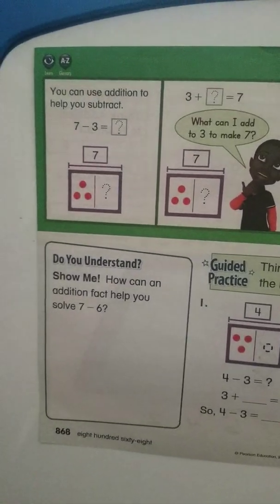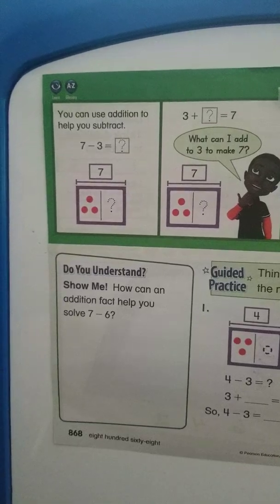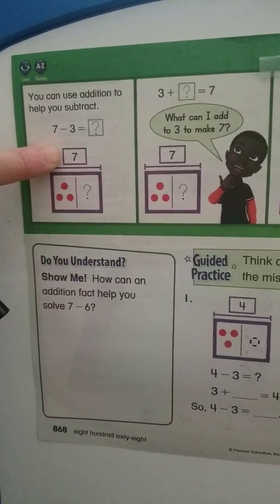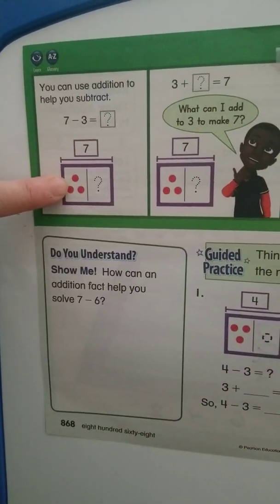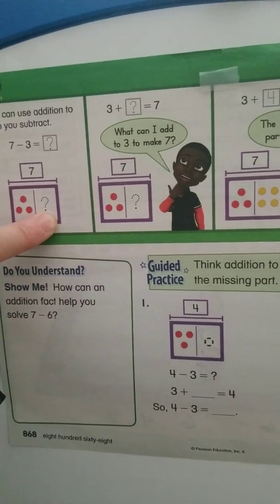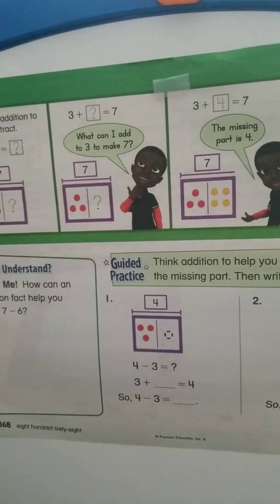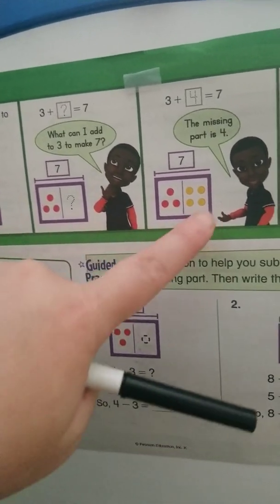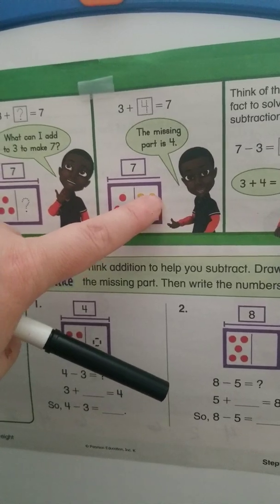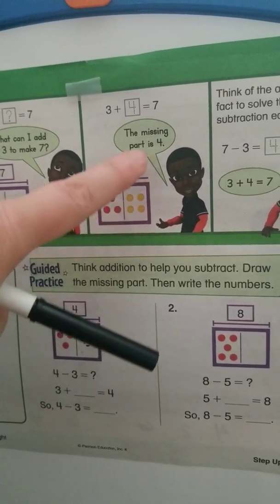You can use addition to help you subtract. 7 minus 3 equals what? Well, we know there are 7 altogether. There are 3 in the first part. How many are in the second part? What can I add to 3 to make 7? And they drew the counters on the other side. 1, 2, 3, 4. 3 plus 4 equals 7.